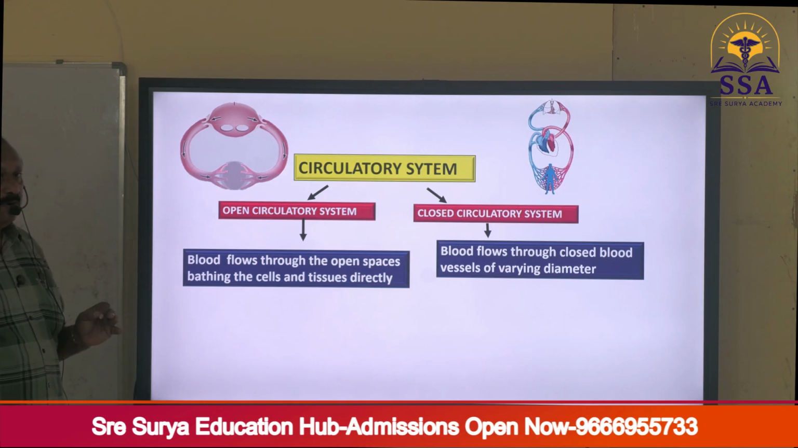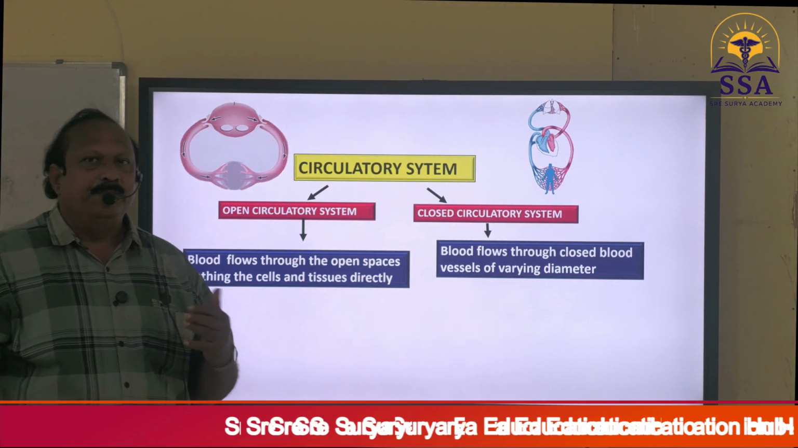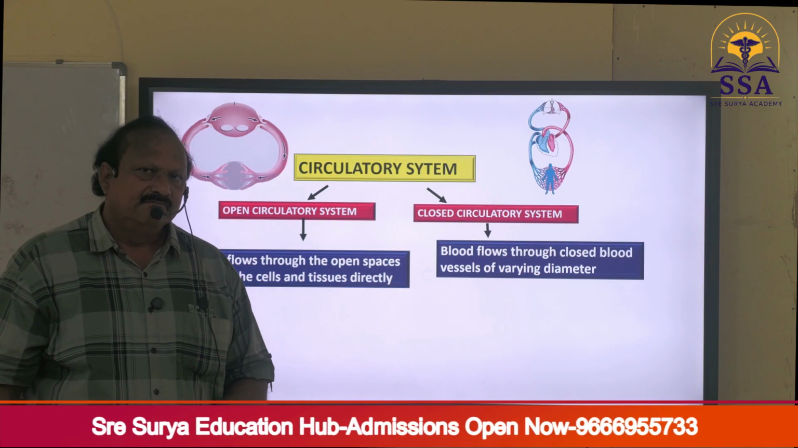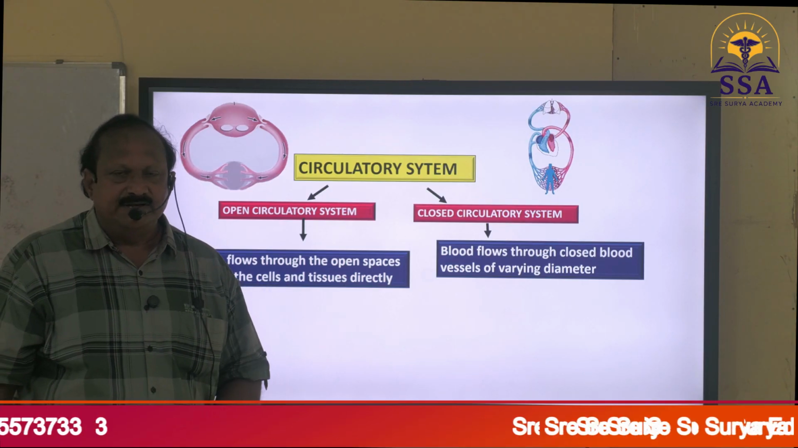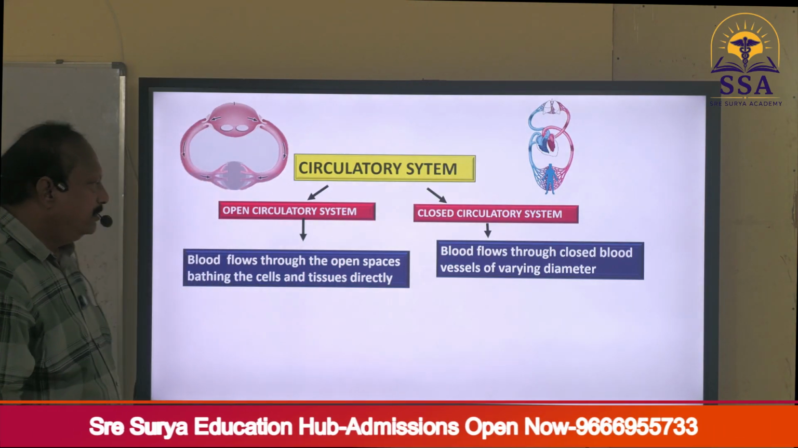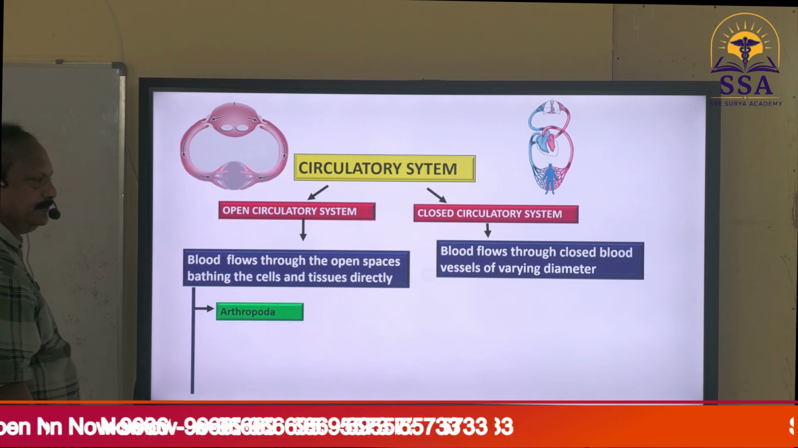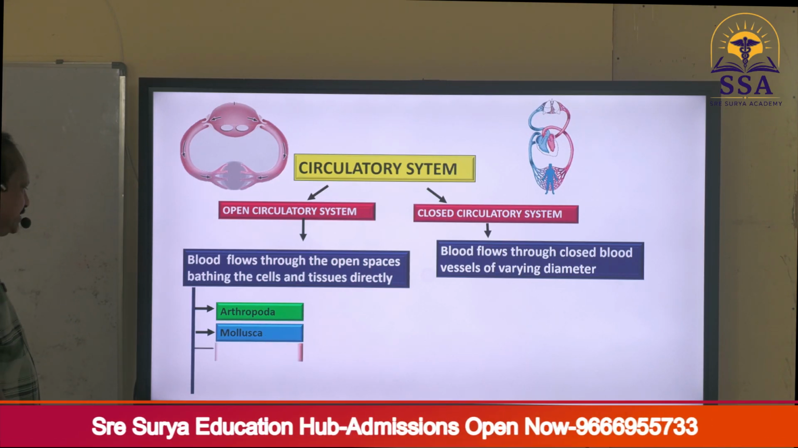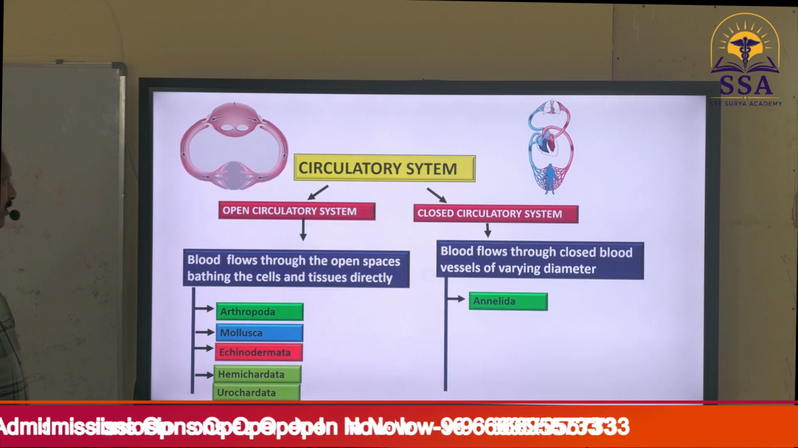And what is the most important point that you have to concentrate when you are reading this point is, which animals have open type and which animals have closed type. That is very, very important. You will get this question frequently in the examinations. Now, let me show you the examples which have open circulatory system. Arthropods. Next one, this is mollusca. The next one, echinodermata, hemichordata, then urochordata.